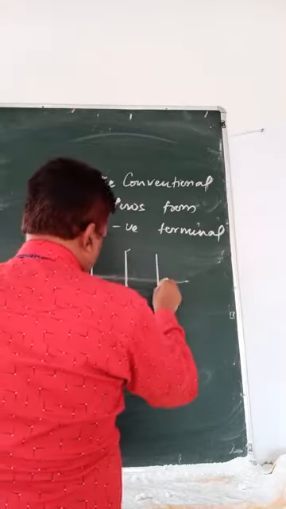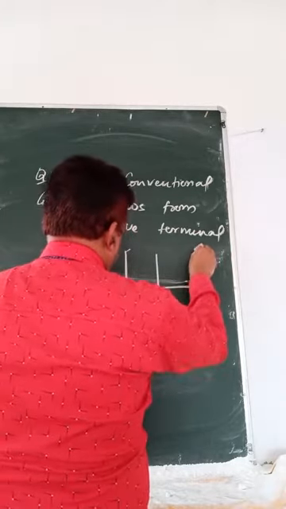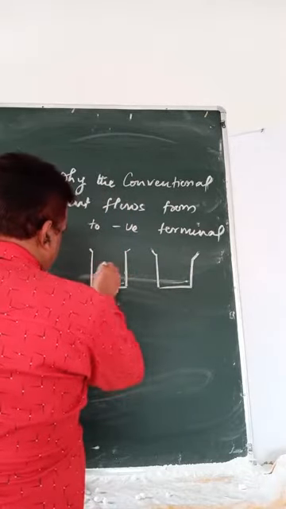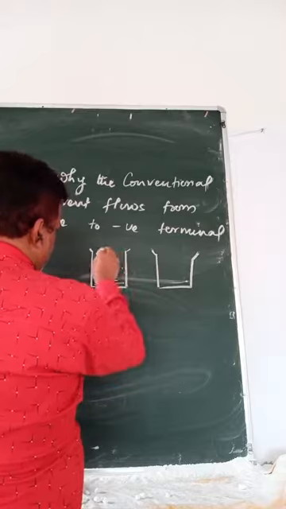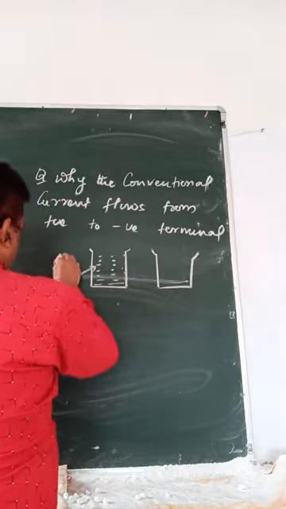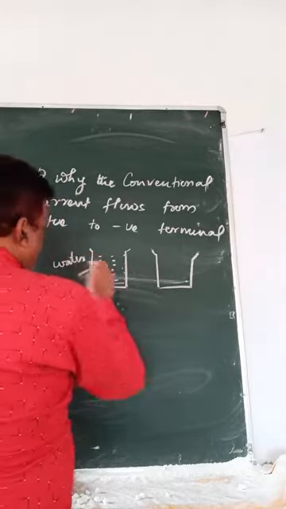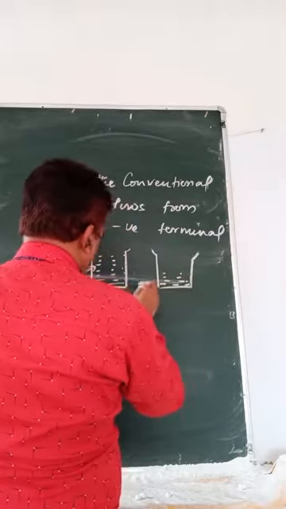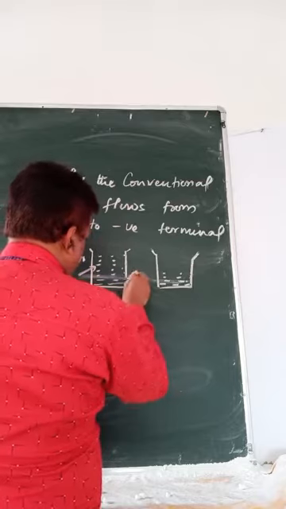There is another tank here. Suppose this is the level of water here. It is filled. There is less water here. Now what you do is you connect it with a pipe.